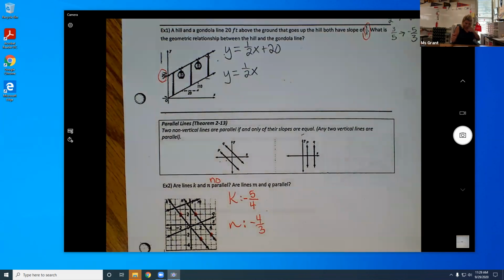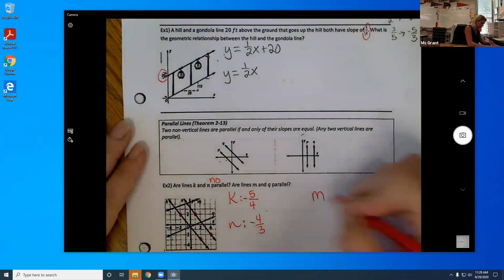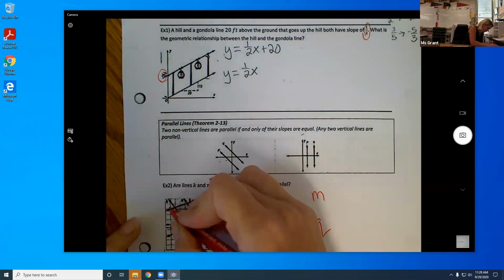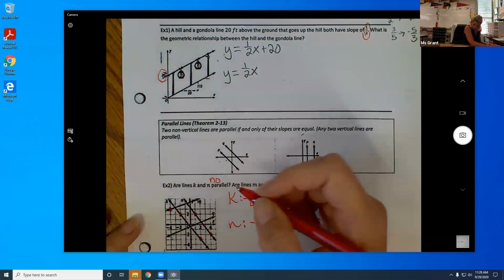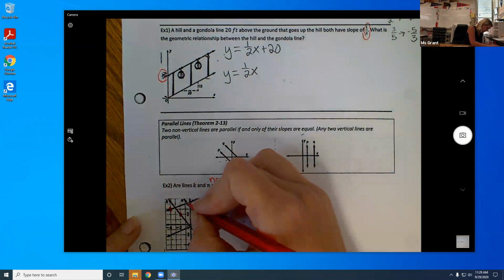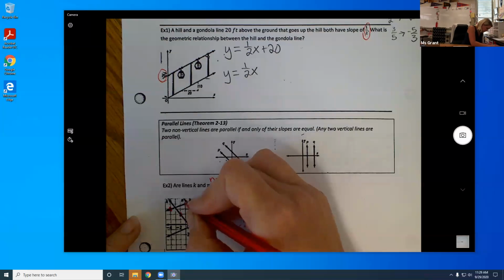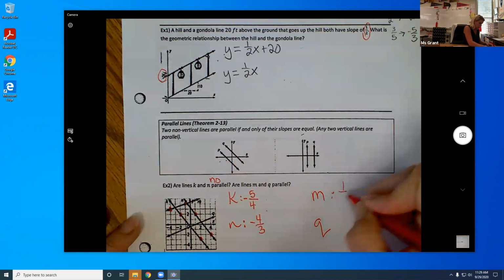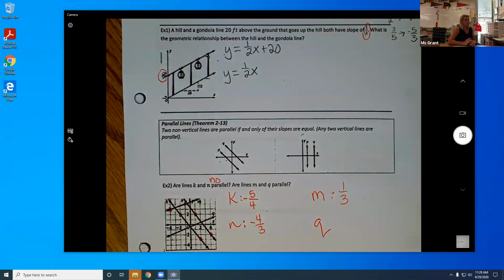M and Q. Again, you have to plot points on M. So here's a point I can plot on M. And then I did -1. For M, I got rise 1, 1, 2, 3, 1/3. M and Q look like they might be parallel.